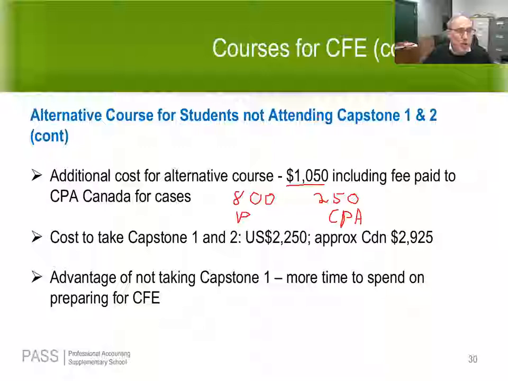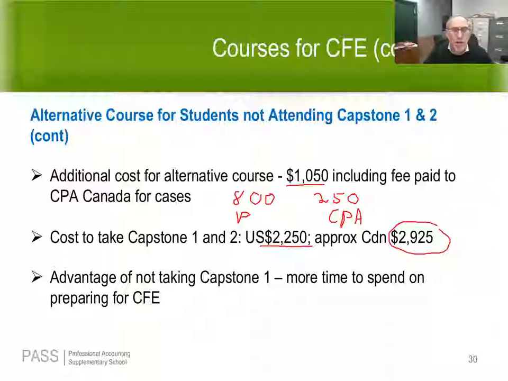If you choose to go to capstone 1 and 2, based on the fee schedule on the CPA website, it's $1,125 US for capstone 1, and the same price for capstone 2, which is a total of $2,250. If you translate that into Canadian dollars, depending on the rate you use, it's just under $3,000. So as you can see, the cost for the alternative course is a great deal less expensive.